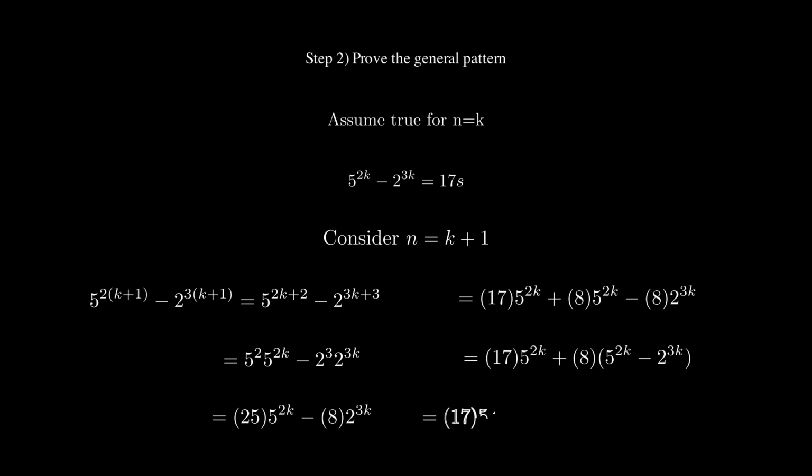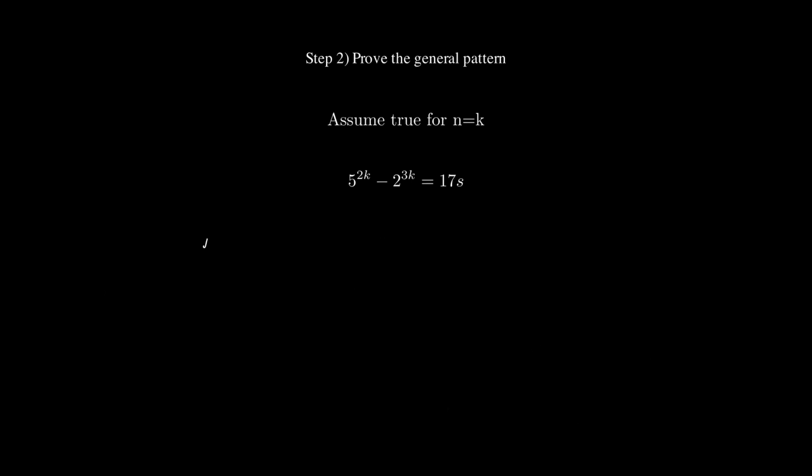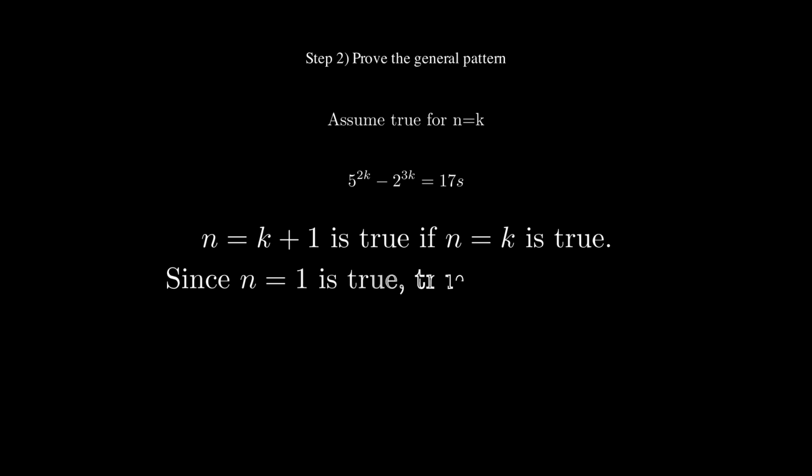And lo and behold, that was equal to our previous case, where we have assumed to be true that that's equal to 17 times s. So now if we substitute that all in, we've got 17 times 5 to the 2k plus 8 times 17s. If we factorize out then the 17, you've got 17 times 5 to the 2k plus 8s. This clearly is a multiple of 17, as it's multiplied by 17, and so this is true. As this is true, based on the previous fact that n equals k is true, we can then say that the proof is true for all n is a positive integer.